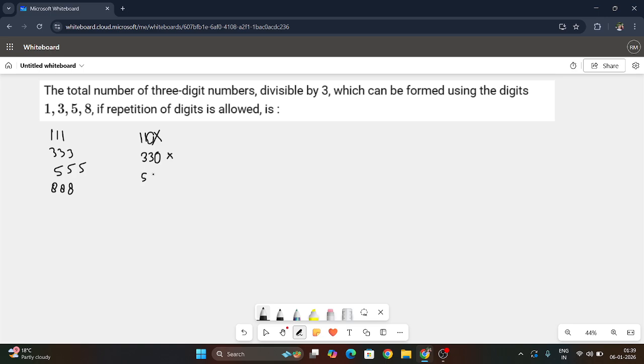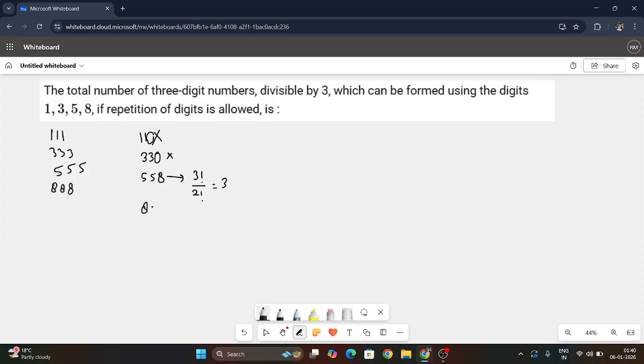Take the two 5s, 5 and 5, and in this case 5 and 5 is 10, and 10 plus 1 is 11, not possible. 10 plus 3, not possible. 10 plus 5, no, we have taken already. And 10 plus 8 is 18, and 18 is divisible by 3. This is possible. So how many ways can we arrange it? We can arrange it in 3 factorial divided by 2 factorial, since 5 is coming 2 times, which means 3.